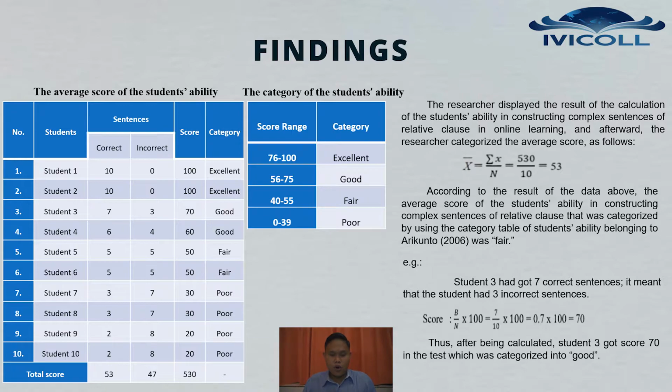As you can see on your slide, there are two tables. First of all, the table of the average score of students' ability, and the second one is the table of the category of the students' ability. So as you can see, the score range: if a student got 76 to 100, the category is excellent, and the next one is 56 to 75, the category is good, and then 40 to 55, the category is fair, and the last one is 0 to 39, the category is poor.